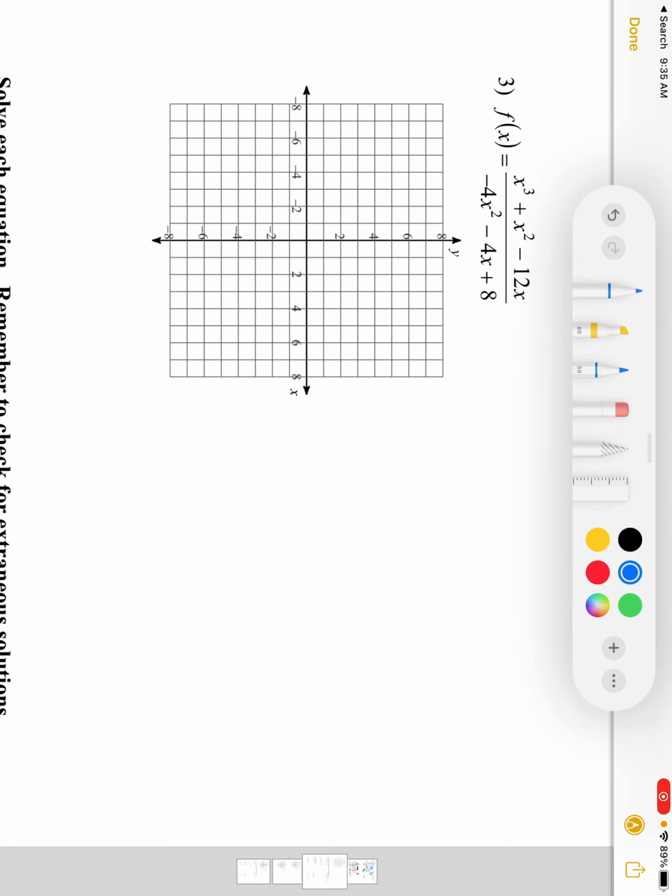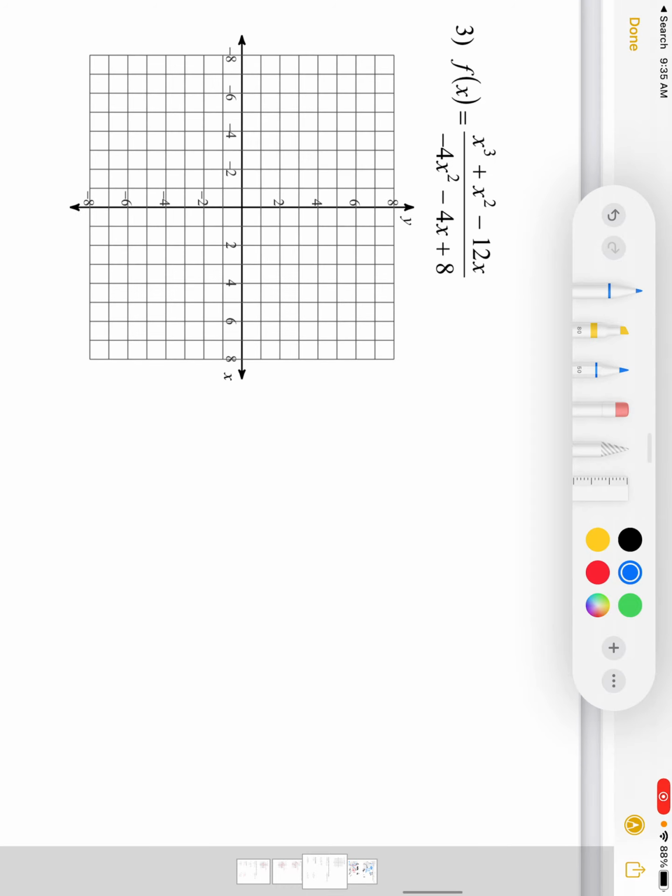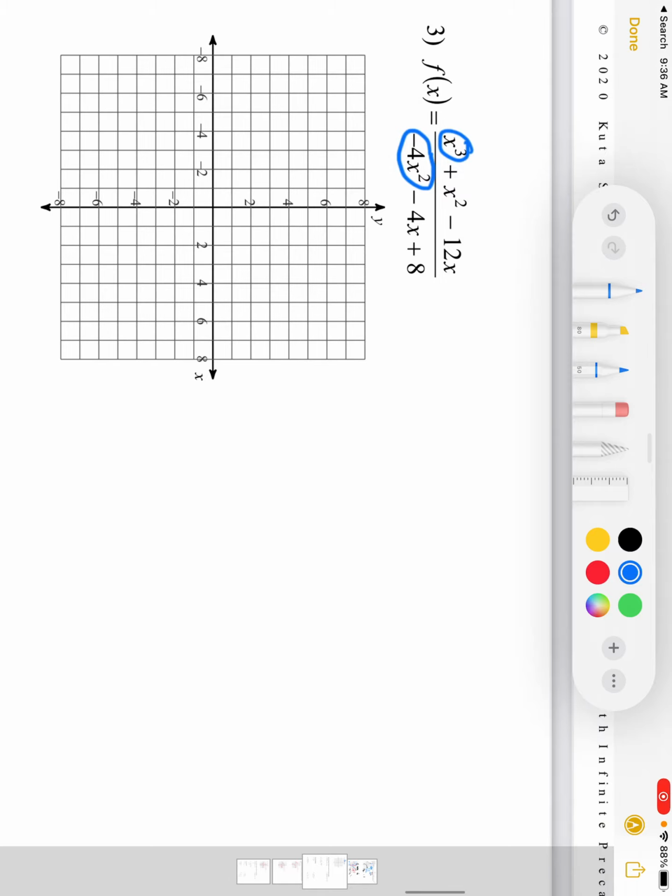We have f of x equals x cubed plus x squared minus 12x over -4x squared minus 4x plus 8. All right, so this one actually has an oblique asymptote. So let's find that oblique asymptote first. We know it has an oblique asymptote because we have x cubed in the numerator and -4x squared in the denominator.